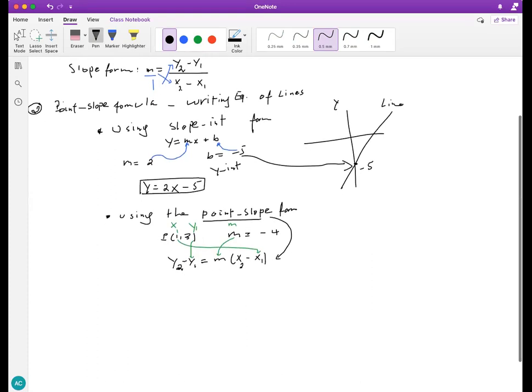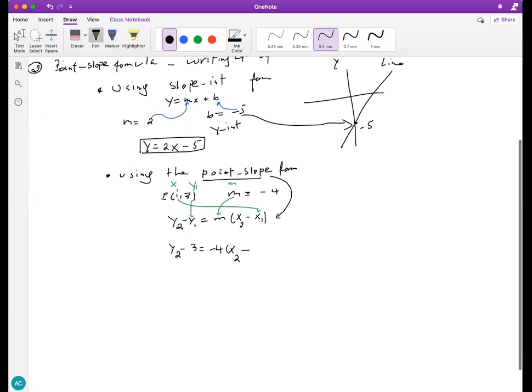Okay, so let's plug that in and see what happens. We have y2 minus y1, which is from here, that's 3, equals m, which is given, it's -4, times parentheses x2, which you don't want to replace, that stays, minus finally x1, which comes from the point, that's why we call it point-slope. There's a point and there's a slope, so this is 1. And that's pretty much almost the equation.